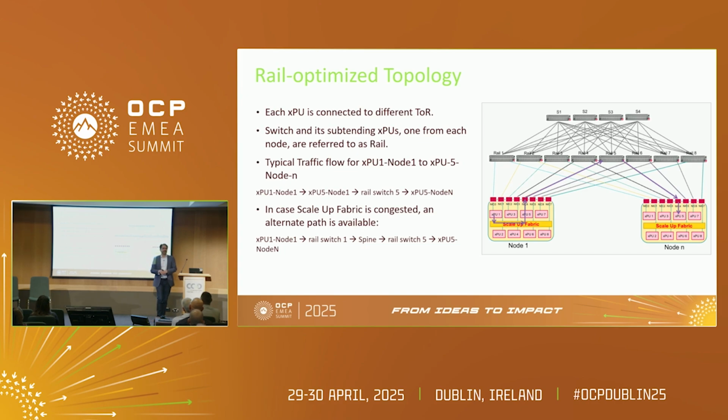And the second benefit is that this spine layer also gives you a backup path. So if there is an issue within your scale-up fabric, you can use your closed topology type communication and your communication is intact. Is it making sense so far? Okay.